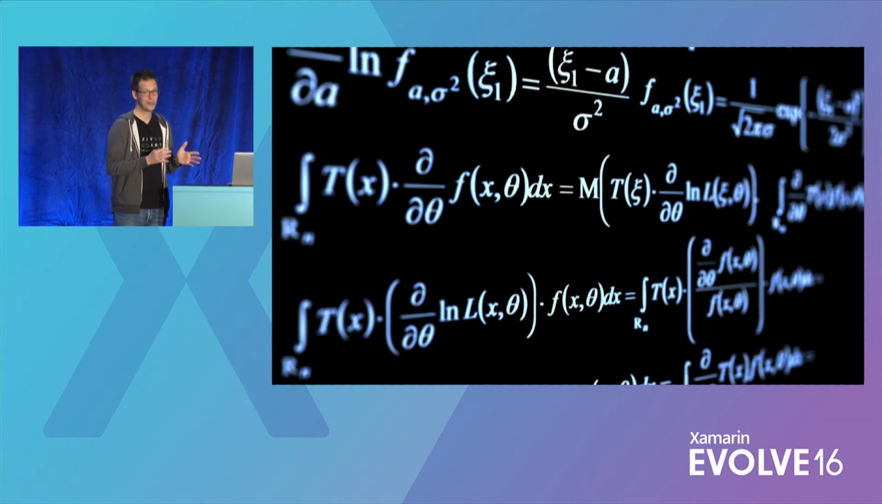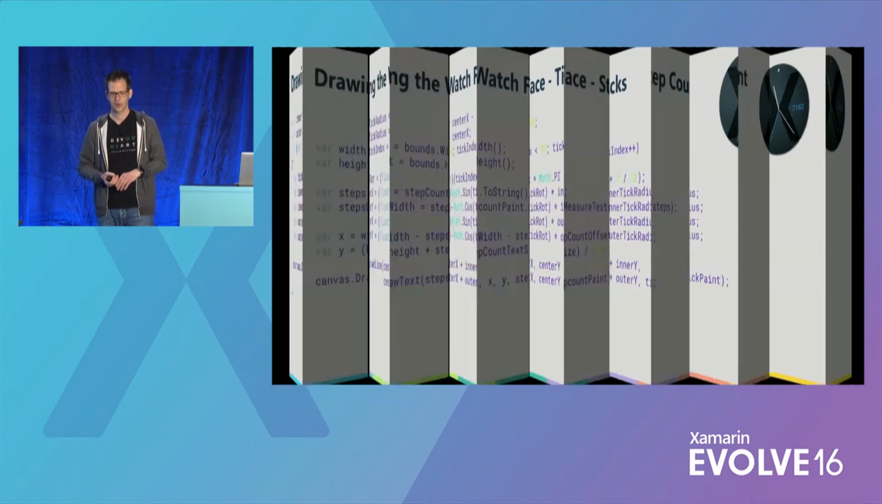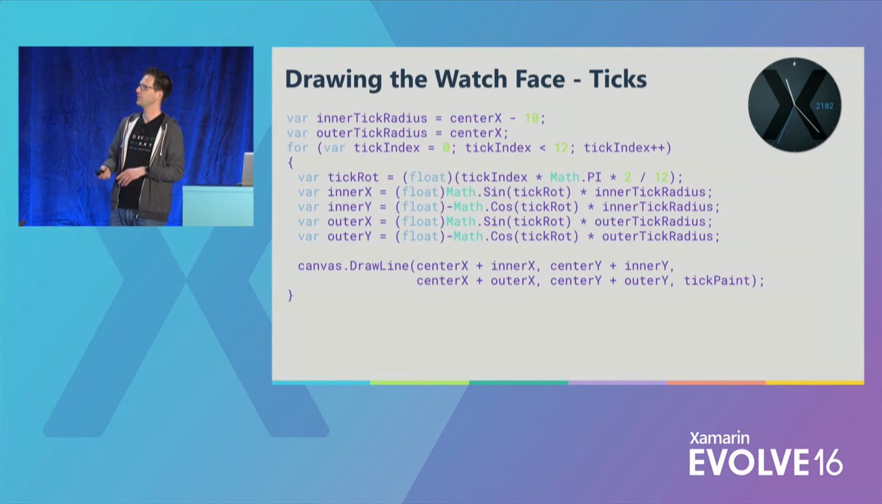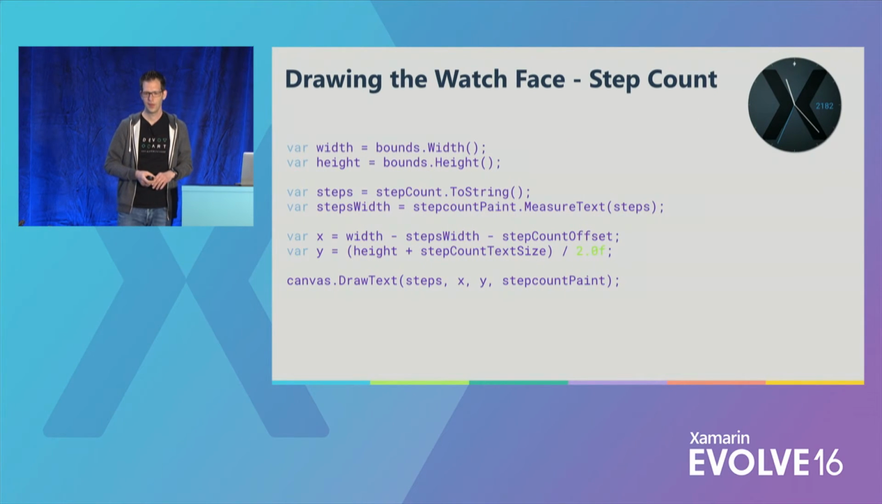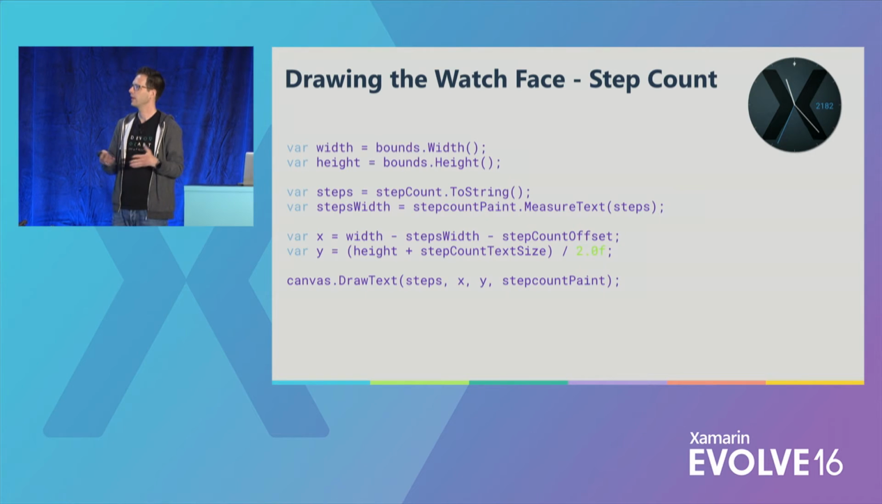Now for some scary math. If you want to draw the ticks, you need to get your trigonometry straight. So, sorry, lots of sines and cosines out there. But in the end, if you know from where to where you want to draw, it's, again, just very simply a draw line primitive that you use in order to draw the ticks around the watch face. For the step count, it's even simpler because as soon as you know where to display it, it'll be just a draw text. So you can display any information by doing a draw text at an X and Y position.